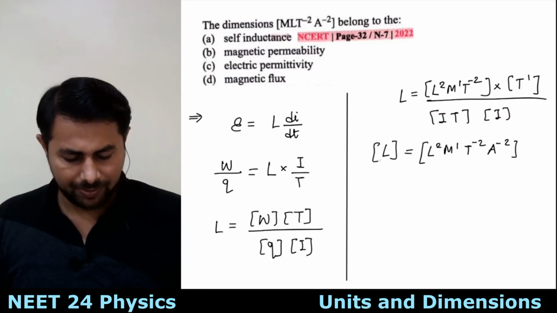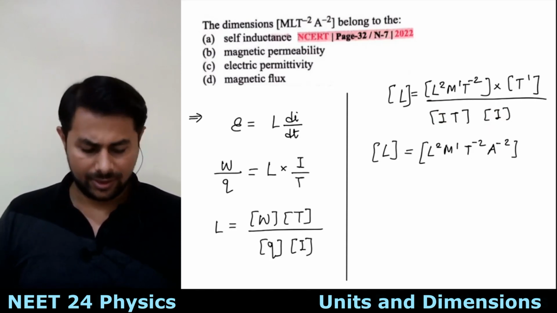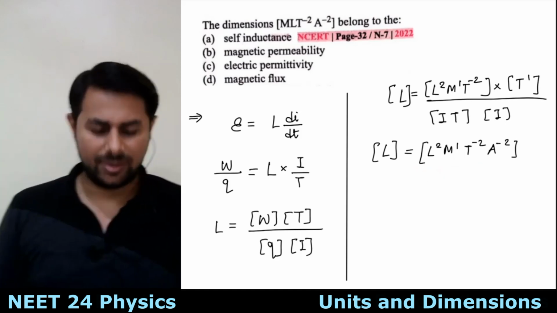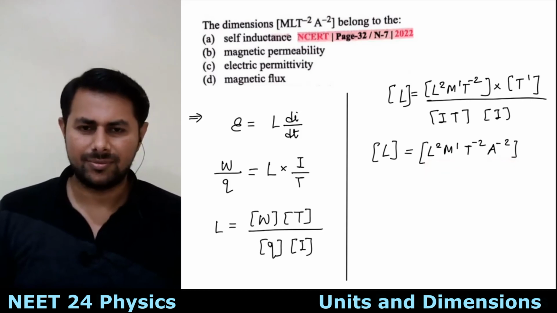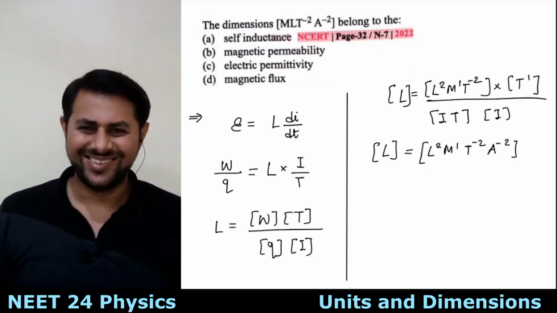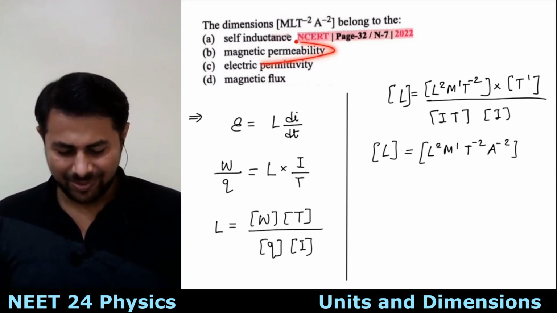But this L on the left hand side and L on the right hand side is different. This is self inductance. Okay, who told me the answer? Indusha, was it the same thing? No, sir. Oh, so you don't remember correctly. Anyways, no problem. Next one is magnetic permeability.